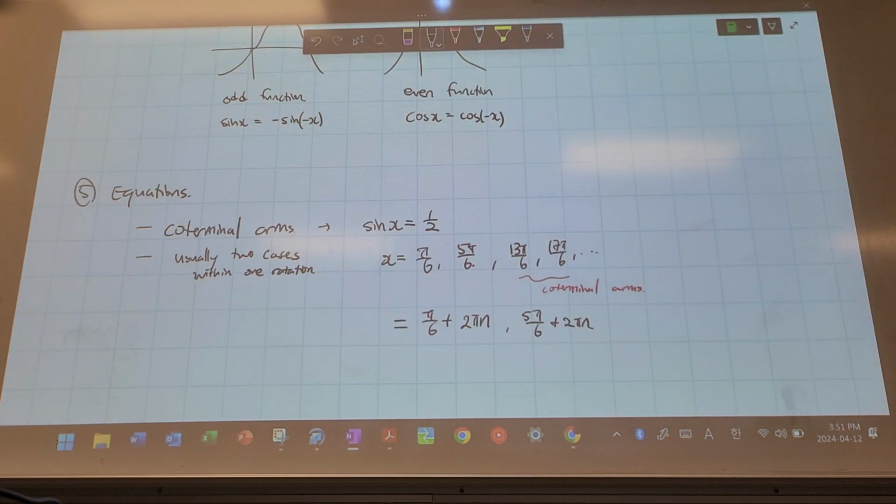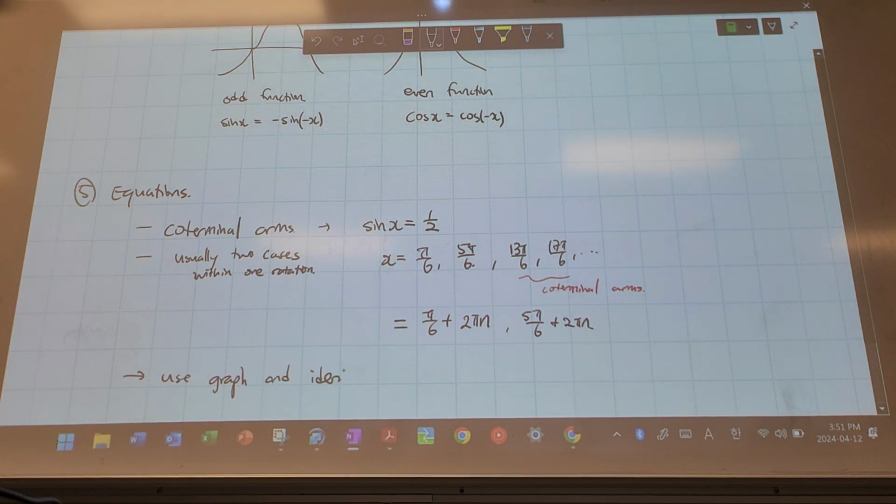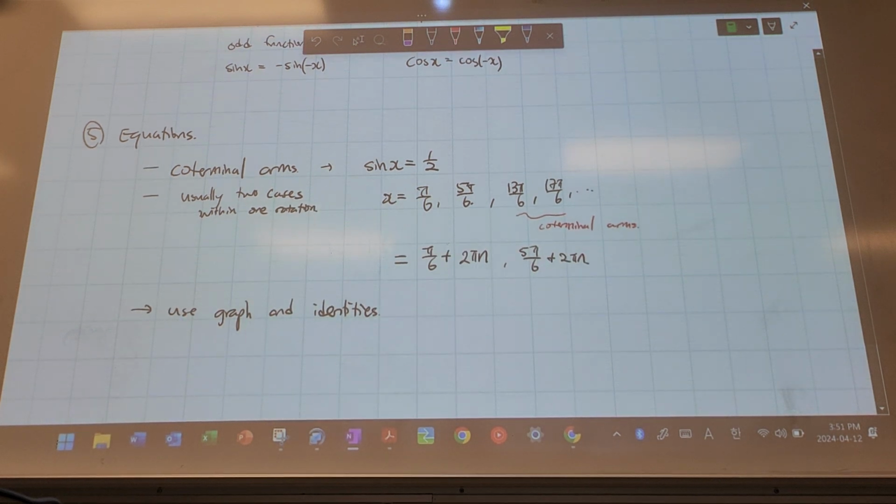Yeah, but use the graph and identities. So use the graph and identities to help you solve the equations. Okay. All right. Are we done? We're done with the trigonometry part so far. Do you have any questions about the trigonometry?